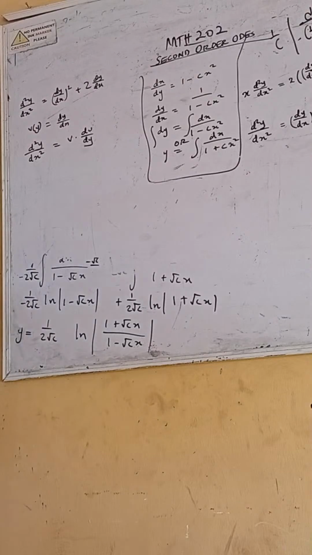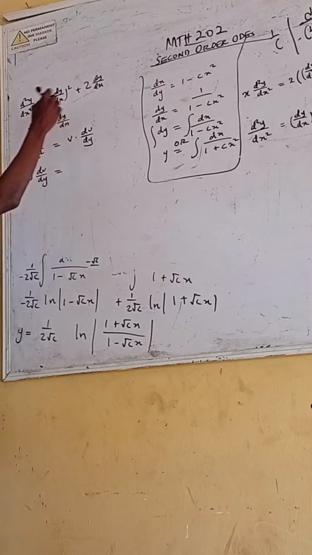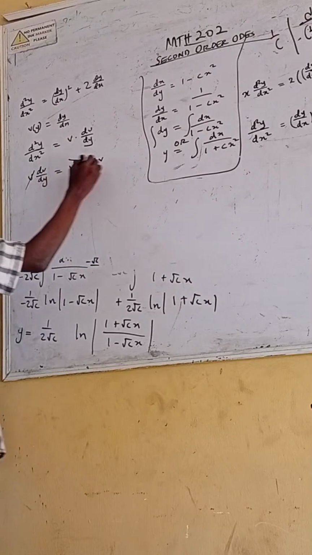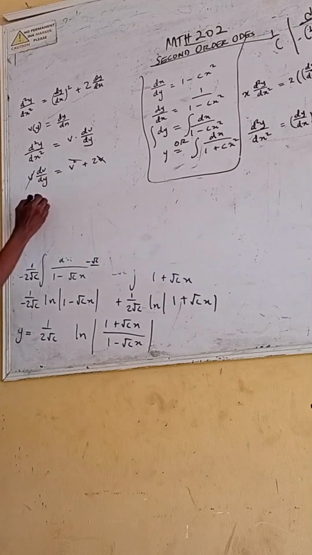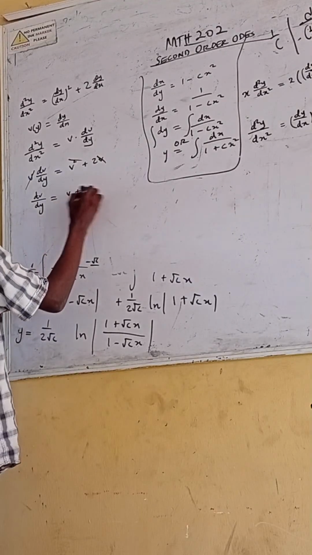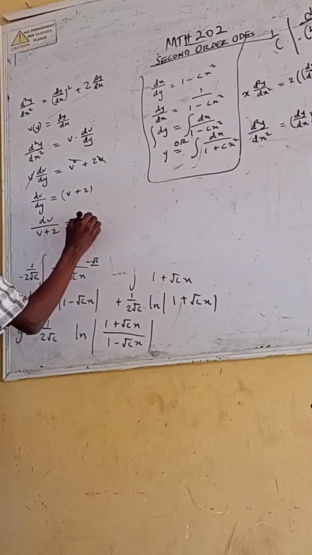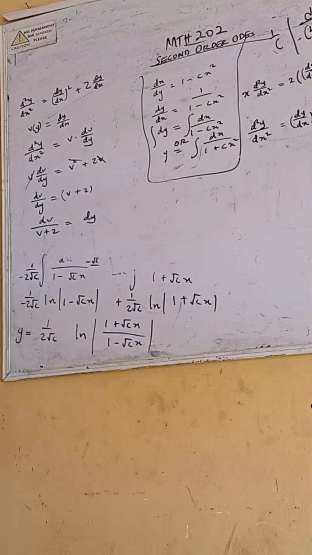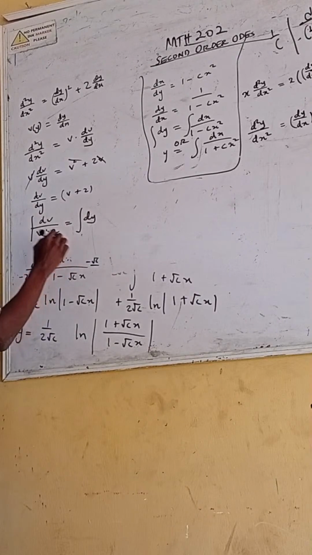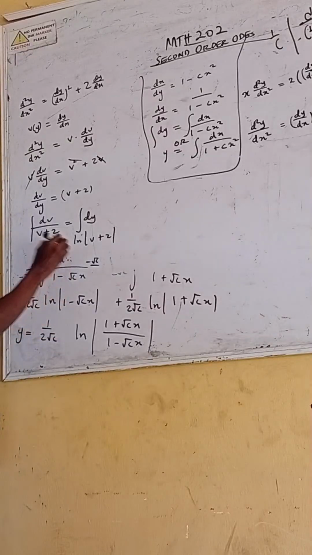So we plug it inside. d squared y over dx squared is v dv/dy, equals (dy/dx) squared plus 2 dy/dx, which is v squared plus 2v. I can divide it by v. So dv/dy equals v plus 2. Then dv over v plus 2 equals dy. Integrate both sides. So we have y equals ln of v plus 2, plus c.